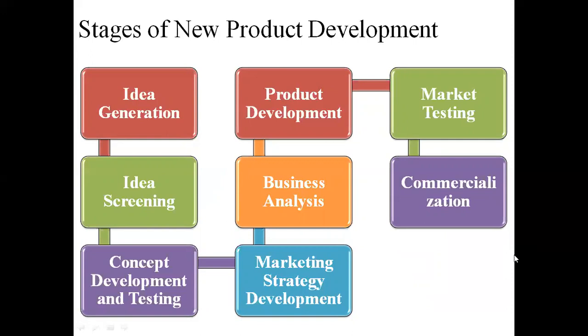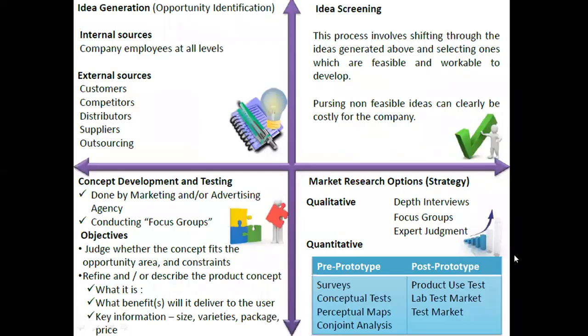Don't be afraid, one by one we will discuss all the stages. So here we go. Let's start with idea generation. The spark of idea: from where you are getting the idea of the product. Opportunity identification also. So the idea may be internal or external. From where you are getting that you should develop a product like this.